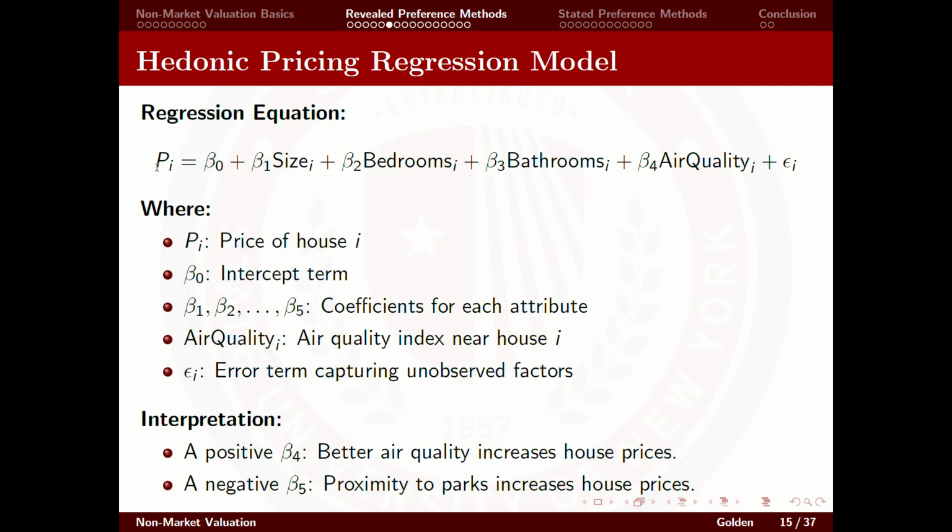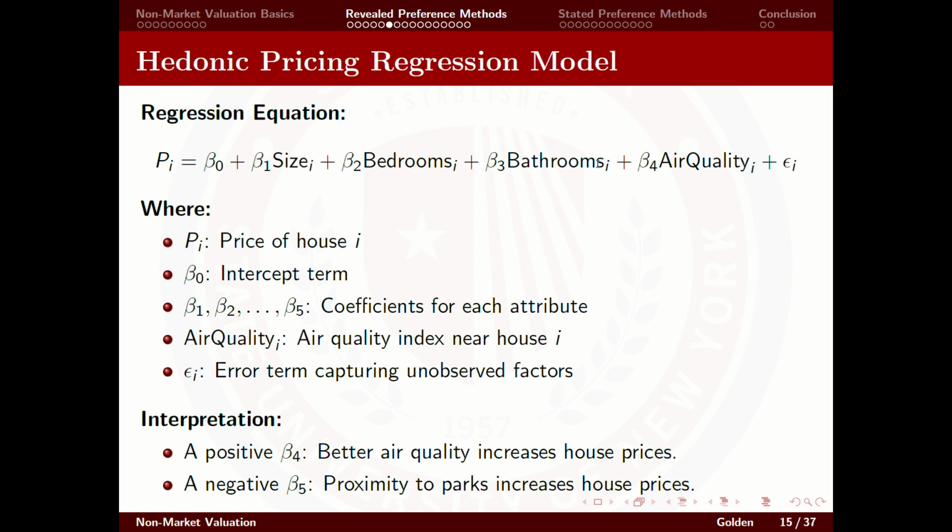You have price on one side, in this case the price of a house, and you have your intercept, beta 0, and then you have beta 1, the size of the house, beta 2, the bedrooms, beta 3, the bathrooms, and then beta 4 is the air quality index. So we're running a hedonic pricing regression. This is actually a way you would value houses in general.